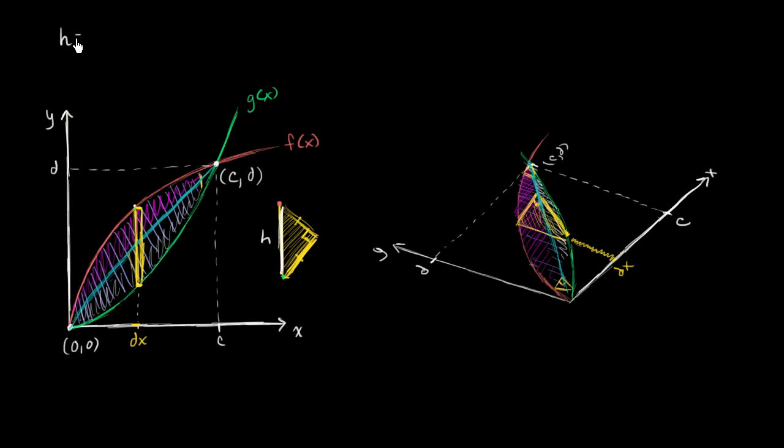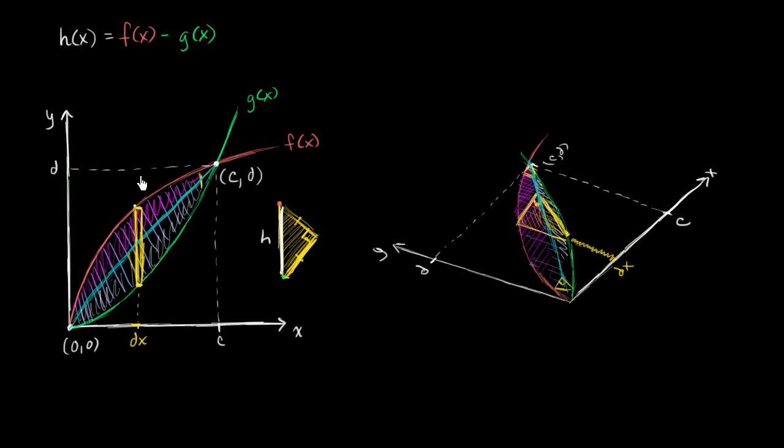We know that h is going to be, and maybe I should say h of x, because it is going to be a function of x. h of x is going to be f of x minus g of x. But given an h, what is going to be the area of this triangle?